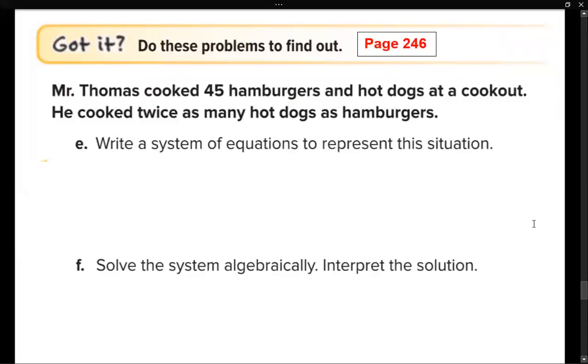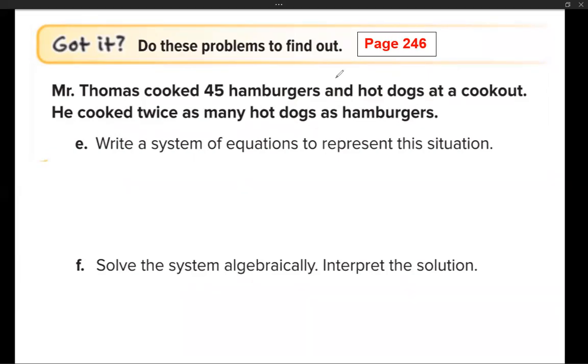Okay, we have a word problem here. Okay, a problem written in words. We need to convert these words into a system of equations, then solve it. Okay, we can see here the question is: Mr. Thomas cooked 45 hamburgers and hot dogs at a cookout. He cooked twice as many hot dogs as hamburgers. Exercise E: write a system of equations to represent this situation. Okay. Exercise F: solve the system algebraically, then interpret the solution.